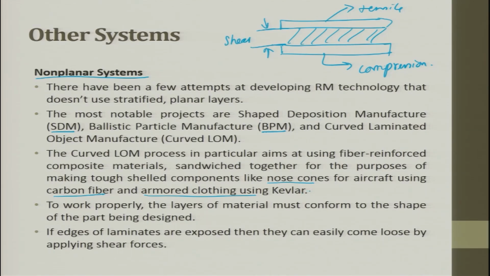So, this is used for making Kevlar in the nose cone. So, what is a nose cone? When you have a flight, this is the front part. So, this is the nose cone. To work properly, the layers of the material must conform to the shape of the part being designed. If the edges of the laminates are exposed, then they can easily come loose by applying shear force.